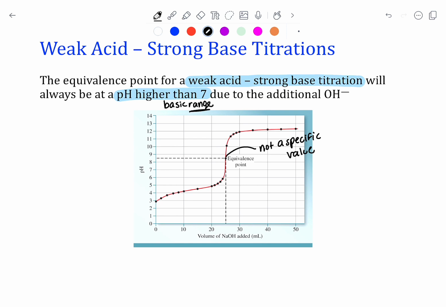Everything else, so in this case the weak acid, strong base titration, is going to be anything higher than 7, and that's going to be a range of numbers depending on the weak acid and strong base that are being used. The only way to find that out is to perform that titration and track the pH with a titration curve.